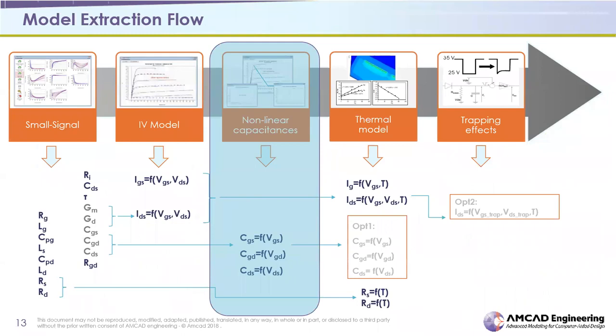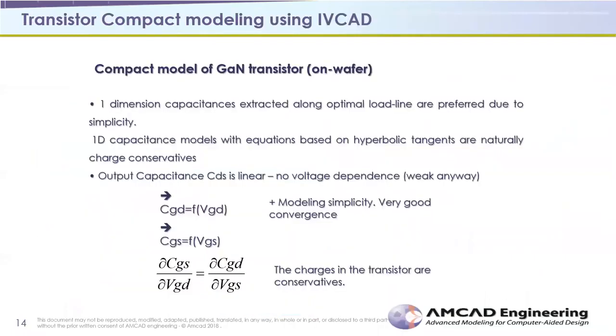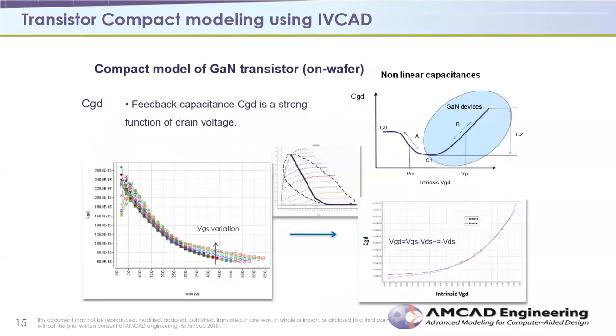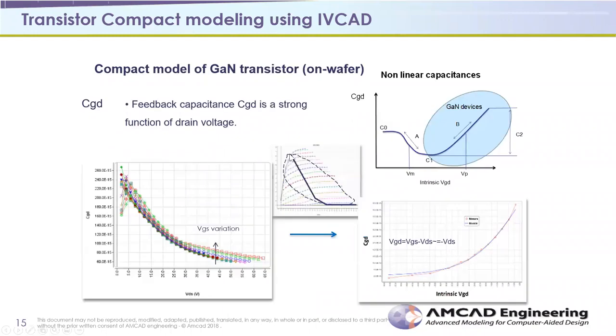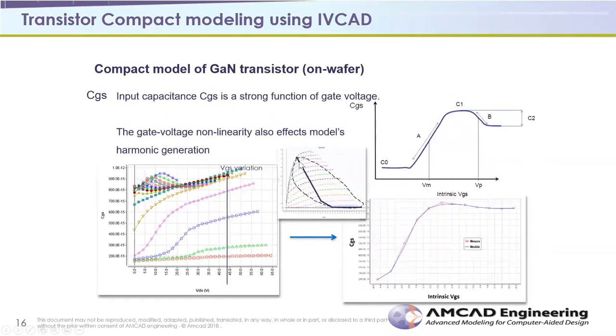Now for the capacitance, AMCAD mostly does RF components. So for RF applications, the model of the capacitance can be approximated to a one-dimension capacitance extraction. And for most cases this is enough, because we try to extract the model close to the load line. So this is for the RF conditions.